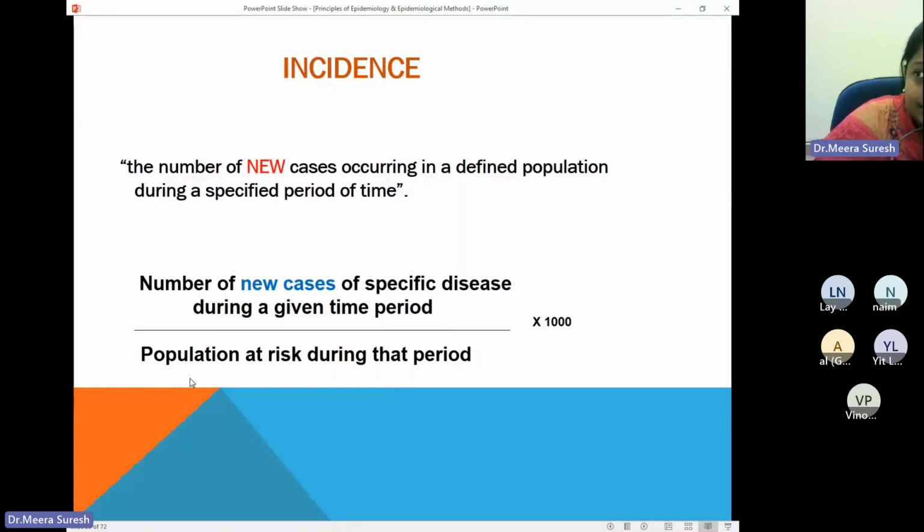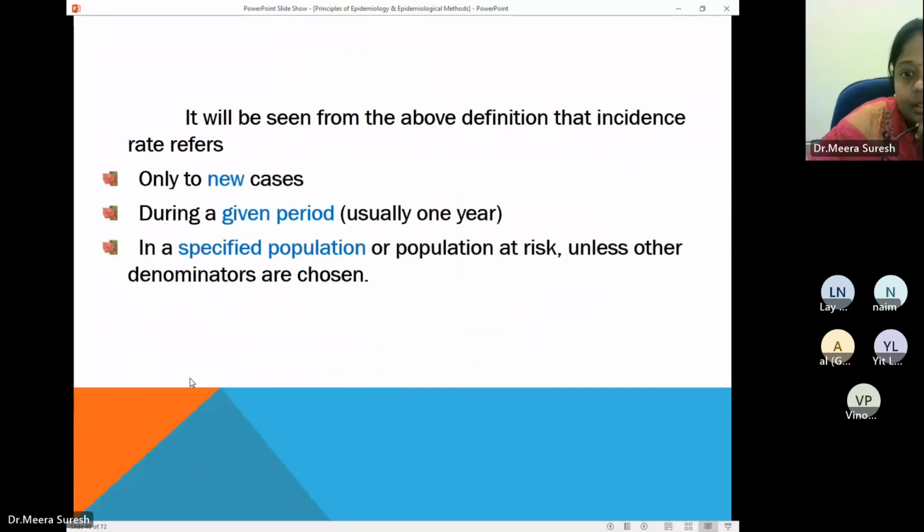So if the denominator is confusing, forget about it. But at least remember incidence means it will be the new cases. So from the above definition, incidence means we are measuring only the new cases during a given period, that is usually 1 year, and in a specified population or population at risk.